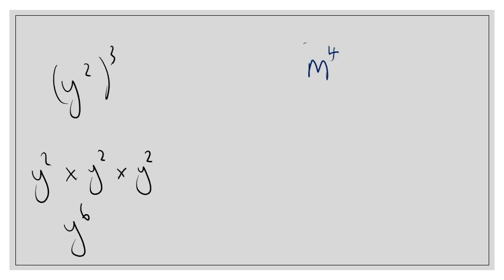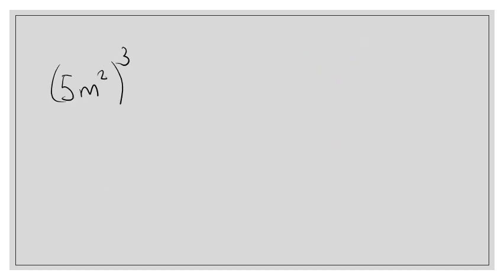Next, we've got y squared cubed. So that means y squared times y squared times y squared. And then we think about our multiplying law, that gives me 2 plus 2 plus 2, which is 6. So when they're in brackets like this, we're going to multiply our powers together. So try this one for me. m to the 4 all to the power of 5. So we should have m to the power of 20 there for me.